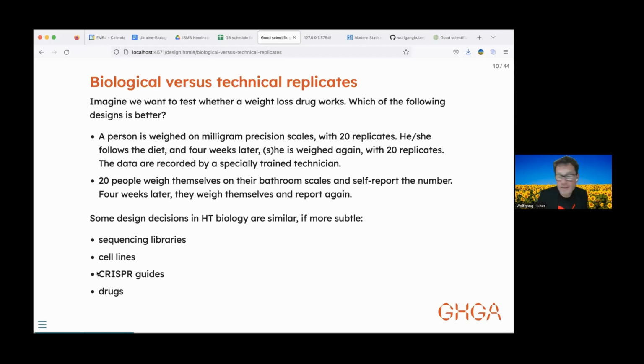If you have certain target genes you want to target, do you just use one CRISPR guide or lots of different CRISPR guides for the same gene, and how many? Or if you want to, for instance, perturb a certain pathway with a drug, do you use one drug and replicate a lot, or do you use several different drugs and experiment that way? And there are obvious trade-offs here that come down to the same type as in this very idealized or stylized example in the beginning.